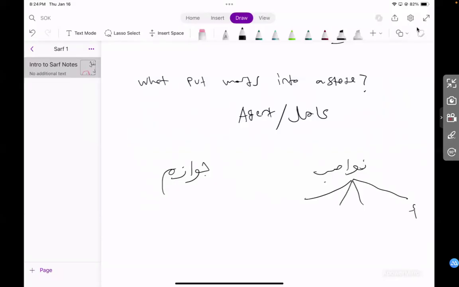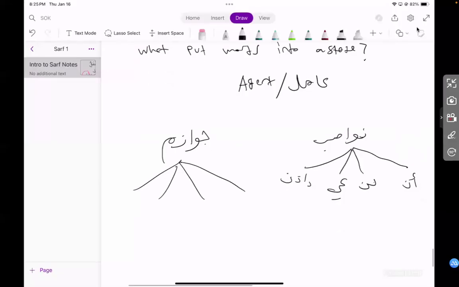You have an, lan, kay, idhan on the nawasib side. And on the jawazim side, you have in, lam, lamma, lam al-nahi, and then there's also lam al-amr.